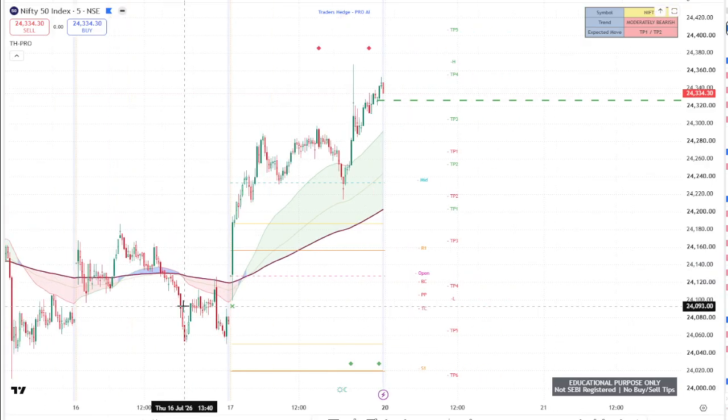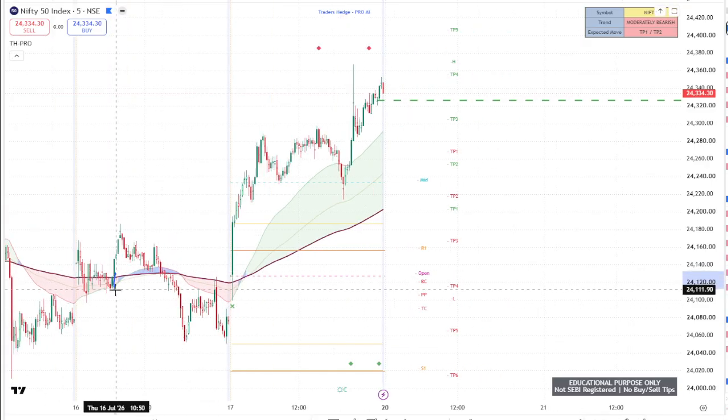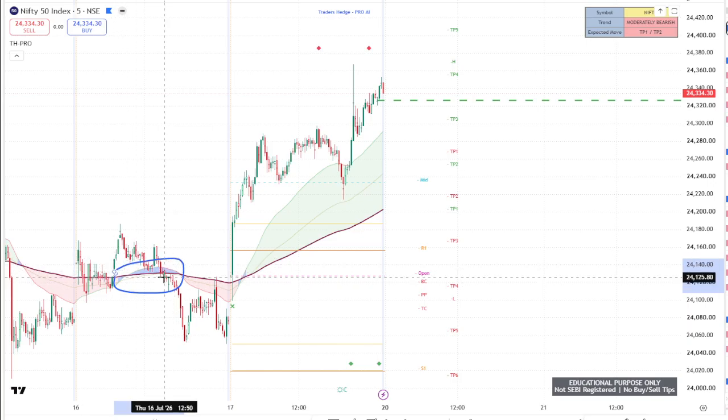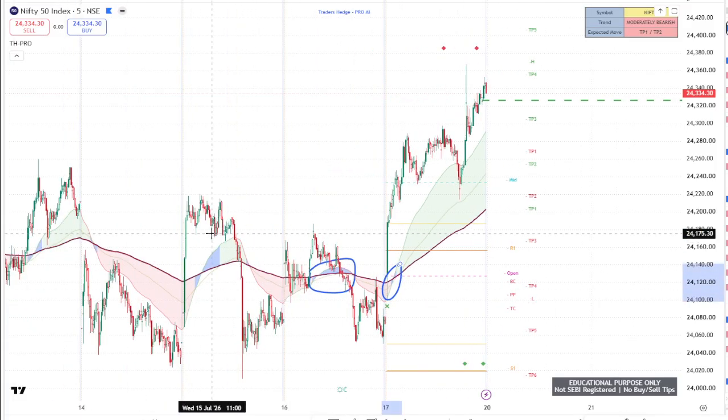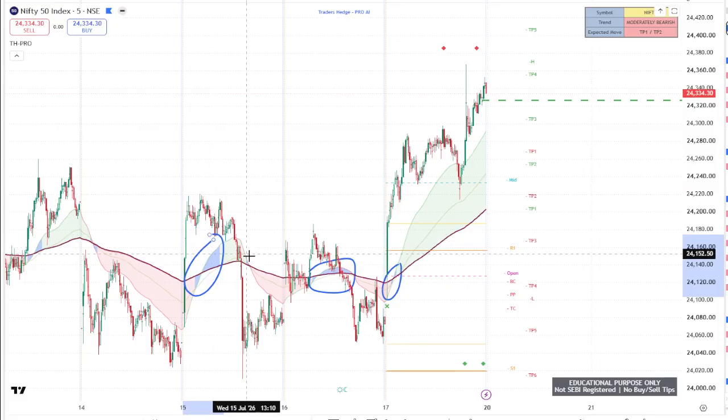And in some places you see the market showing blue color filled between the bands. Those are called consolidation zones. Whenever you get these, you have a consolidation zone here, here, here, and you also had a consolidation zone here. So these are the zones.